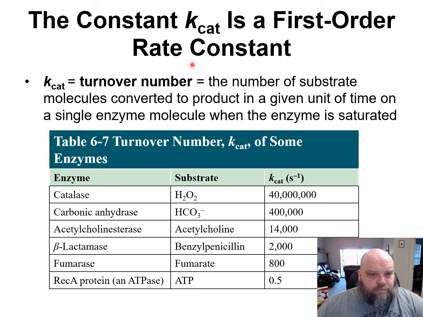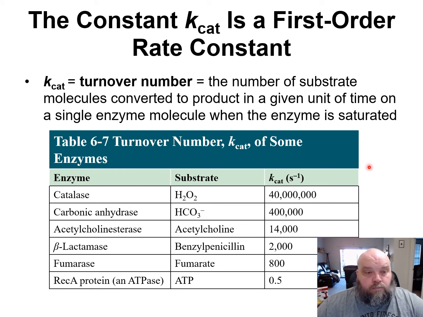We think of, instead of Kcat, you'll see many biochemists refer to this as the turnover rate: the number of substrate molecules converted to product in a given unit of time on a single enzyme molecule when the enzyme is saturated. Okay, this isn't at the steady state. This just means there's so much more substrate than there is enzyme, so that when a product is kicked out, there's automatically another substrate going into the enzyme's active site. So the waiting around is minimized.